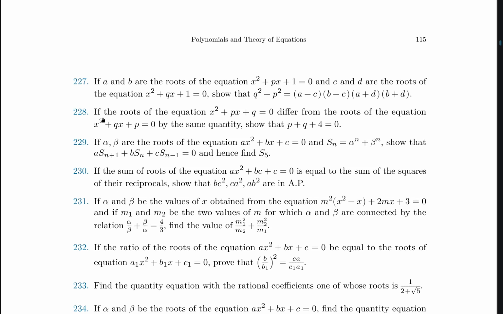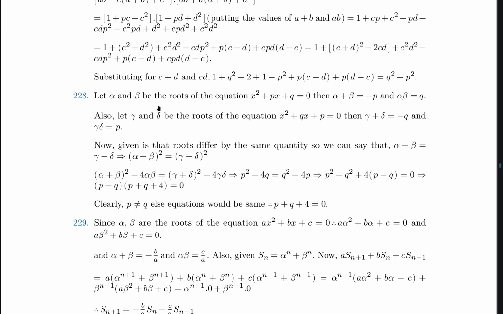Question 228 says that if the roots of the equation x square plus px plus q differ from the roots of the equation x square plus qx plus p is equal to 0 by the same quantity, show that p plus q plus 4 is equal to 0. So we let alpha, beta be the roots of x square plus px plus q is equal to 0. That means alpha plus beta is minus p and alpha beta is equal to q. We let gamma, delta be roots of the second equation, that is x square plus qx plus p is equal to 0. Then gamma plus delta is equal to minus q and gamma delta is equal to p.